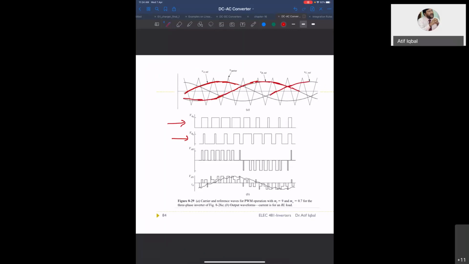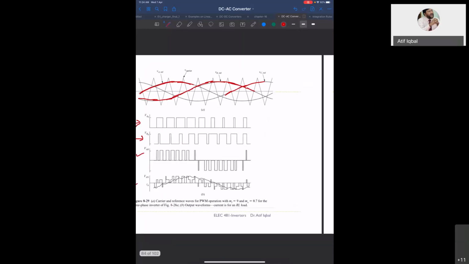So when you compare this, you get the switching signal, you turn on and off the switches accordingly, and we get this as the line voltage, this as your phase voltage. Okay. Any question?